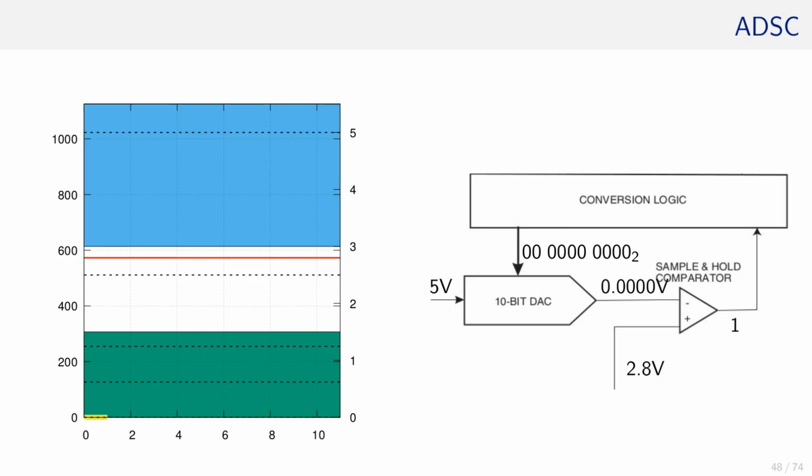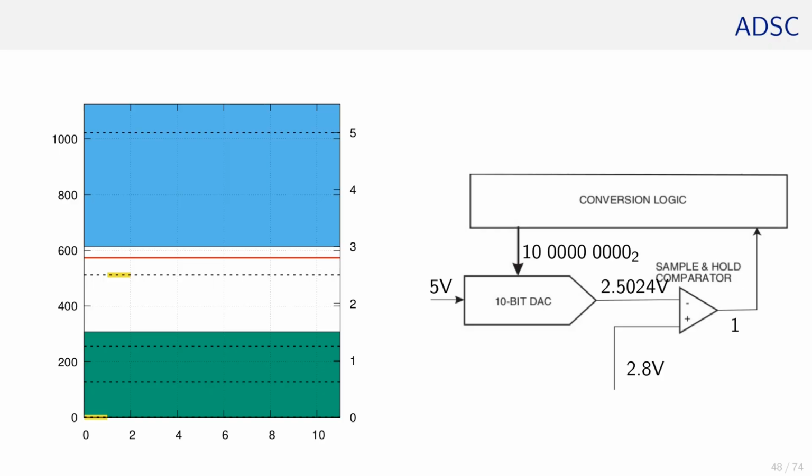The conversion has started. By default, the conversion logic tells the DAC to output 0 volt. The comparator compares 0 with 2.8 volt and returns a 1, telling the conversion logic that the current output of the DAC is lower than 2.8 volt. The conversion logic sets the most significant bit so that the DAC generates about half the maximum reference voltage.